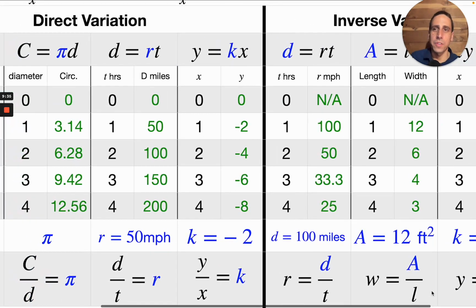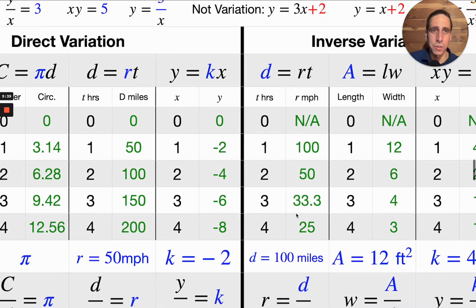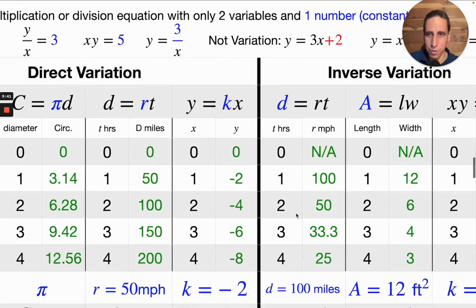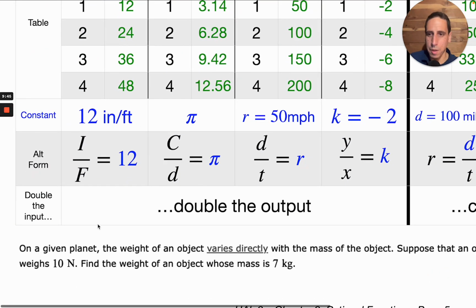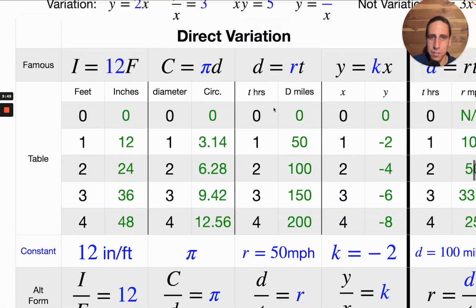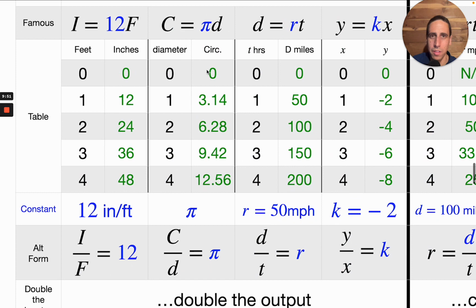So those are the two flavors of variation we're going to talk about today. There are other flavors, as I alluded to before, but these are the two main ones for today. Let's take a look at this word problem. On a given planet, the weight of an object varies directly with the mass of an object. So weight and mass are going to be very similar to these right here.